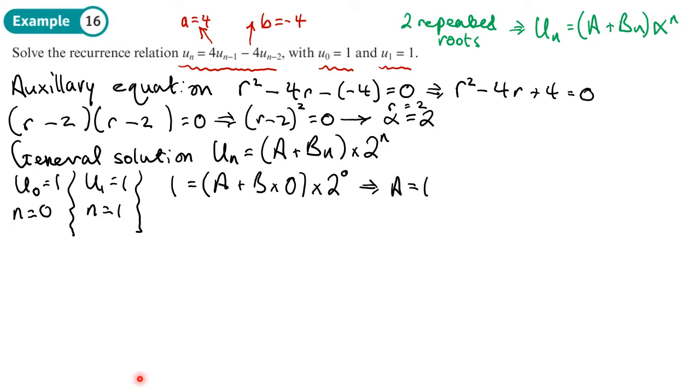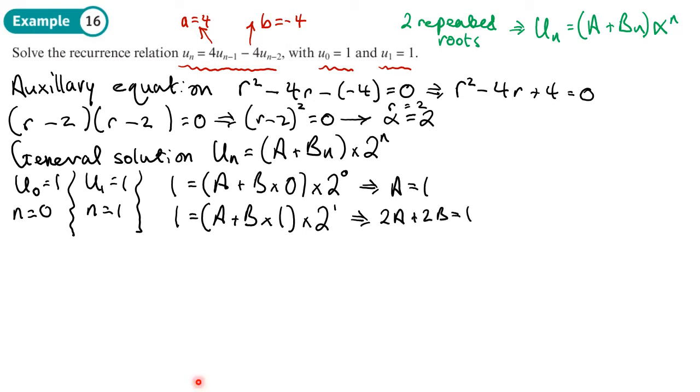So now let's use the other initial condition, u1 equals 1, which means n equals 1. So that will be 1 here for u1, and then a plus b times n, where n is 1, times 2 to the power 1, because n is 1. Now if we do this, we get a plus b here, all of that times 2, so we get 2a plus 2b equals 1.